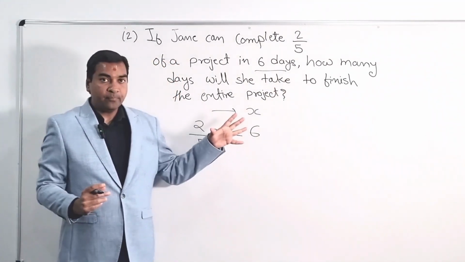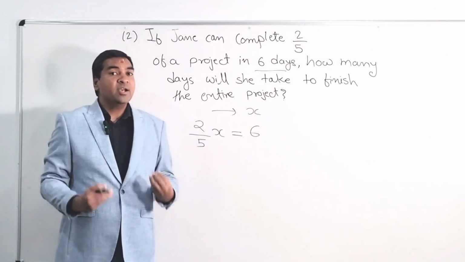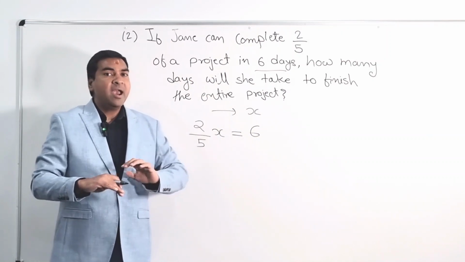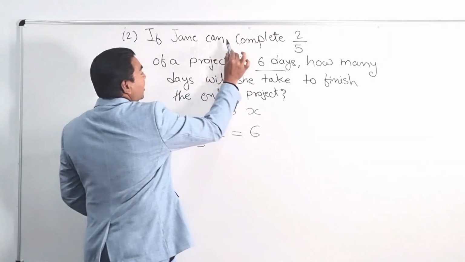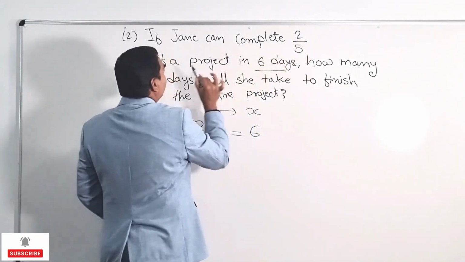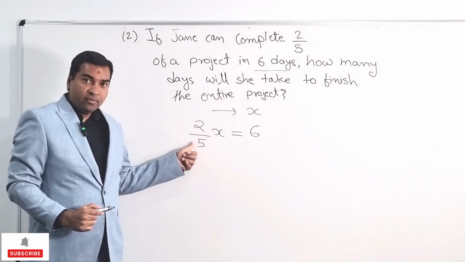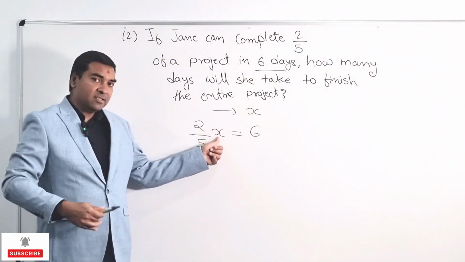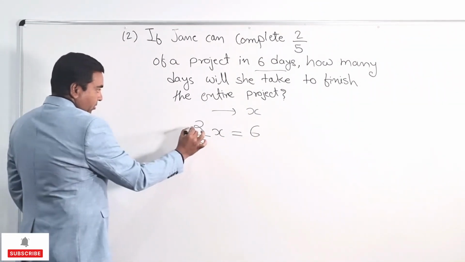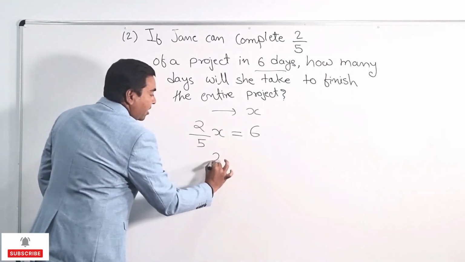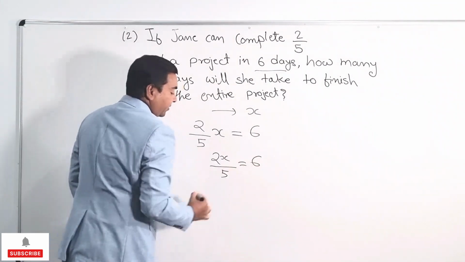I'll go slow. Again, I'm repeating, x is the number of days required for Jane to complete the entire project. Now they are mentioning Jane can complete 2/5 of the project in 6 days. So 2 over 5 multiplied by x, because x is the entire project, that is equal to 6. Now 2 and x get multiplied, so I can write that as 2x over 5 equal to 6.